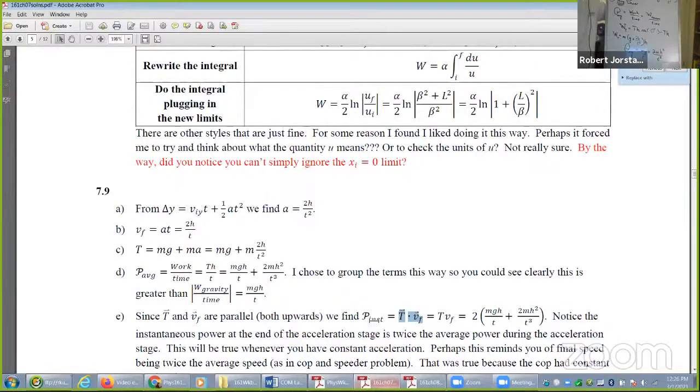If I want the instantaneous power, I take the tension vector and dot it with the final velocity vector. Since they're both going the same way, I just take the tension and multiply by the final speed, and notice you get a slightly different answer. And in fact, we see that this is a typical result for constant acceleration stages. You typically have twice the power output at the end as at the average point in the middle. All right. So sort of like the final speed was twice as big as the average speed.